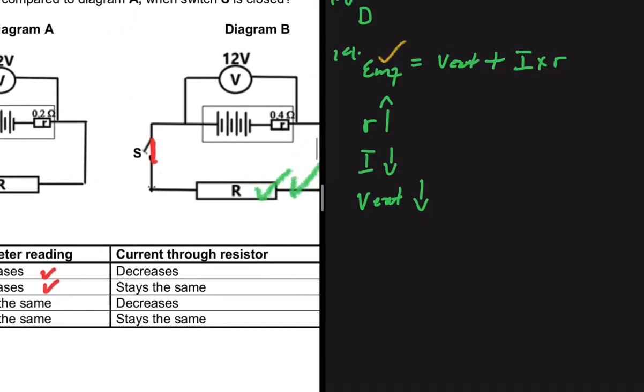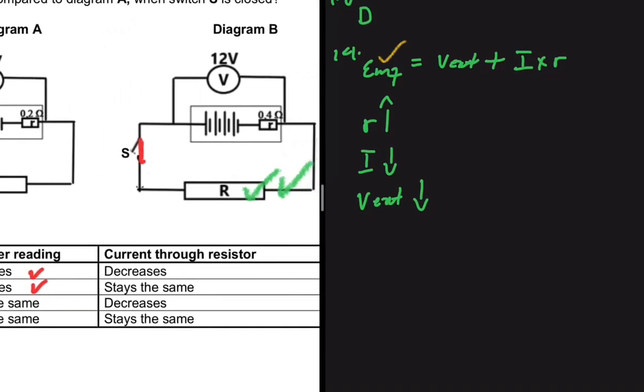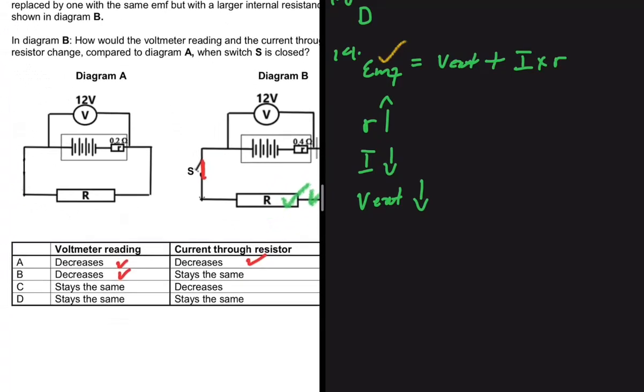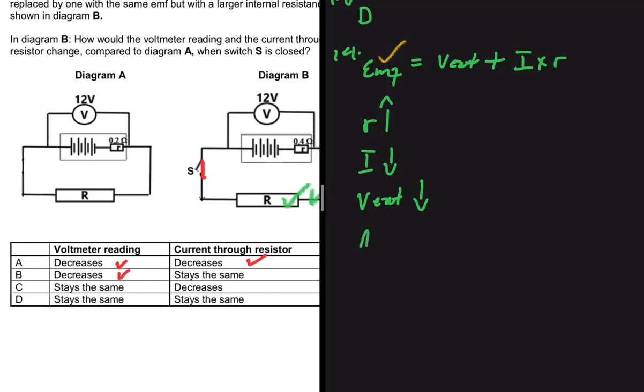Let's look at the current through the resistor. We have already deduced that the current will decrease, the current of the entire circuit, because it's the same everywhere. In this instance, we don't have any resistors in parallel. So the current is also going to decrease. So that is option A. So our answer to 1.9 is A.